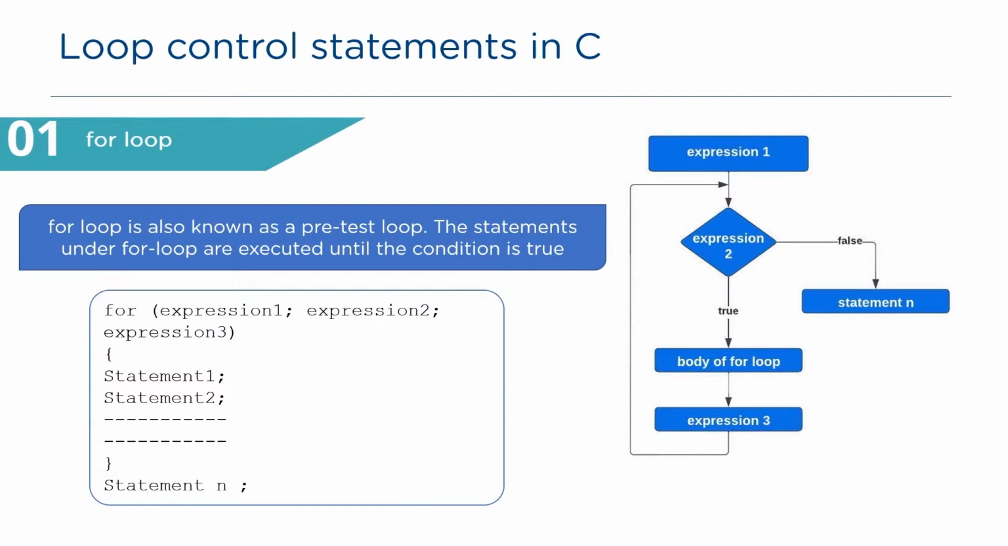You might get a clear idea of using for loop when you look at the flowchart. In the for loop, expression 1 is used to initialize the variable, expression 2 is evaluated, and if the condition is true, then the body of for loop will be executed. And then the statements under expression 3 will be executed. This process is repeated as long as the for loop condition is true. Once the condition is false, control will return to the statements following the for loop and execute those statements. Let's see the example.